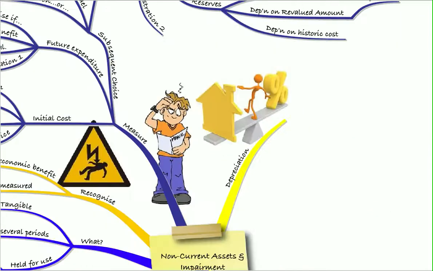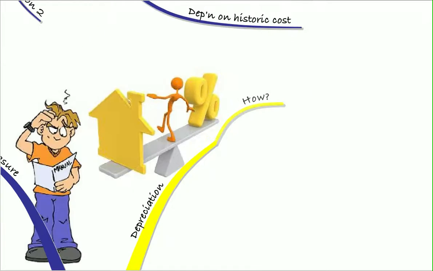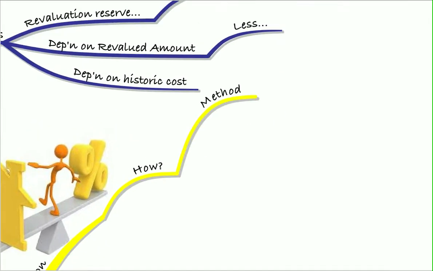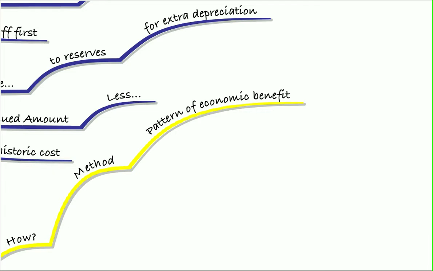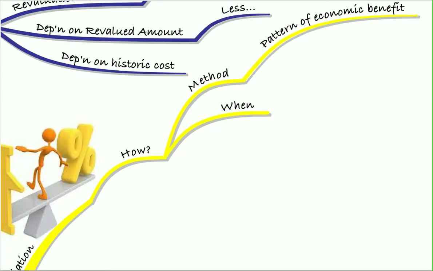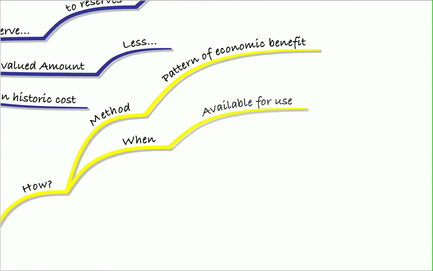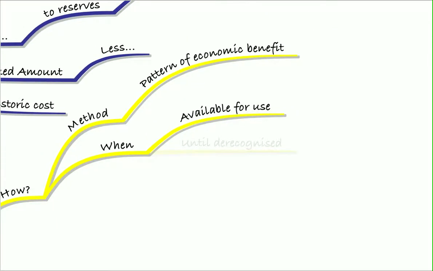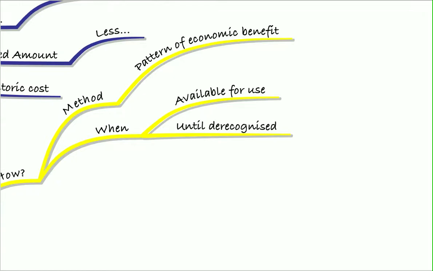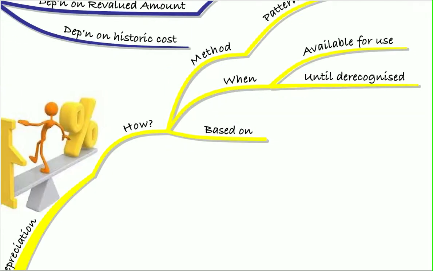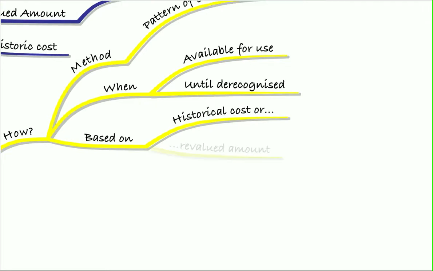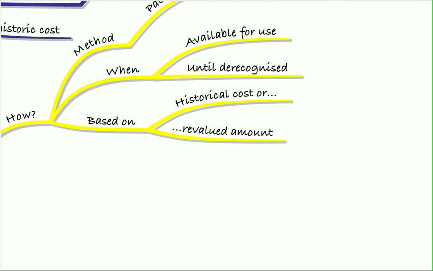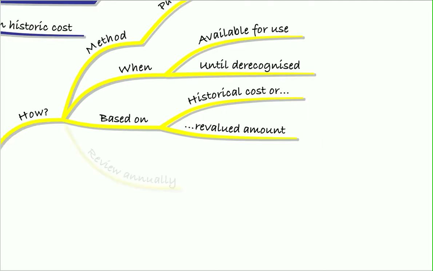When we look at depreciation, remember, how do we depreciate? Well, the pattern of economic benefit is the key here. How do we expect to use the asset and how long for? When do we start depreciating? Well, we do that when the asset is available for use until it's derecognised. Remember, it's going to be based on either the historic amount or the revalued amount. So the depreciation will be based on either of those depending on what we've chosen.